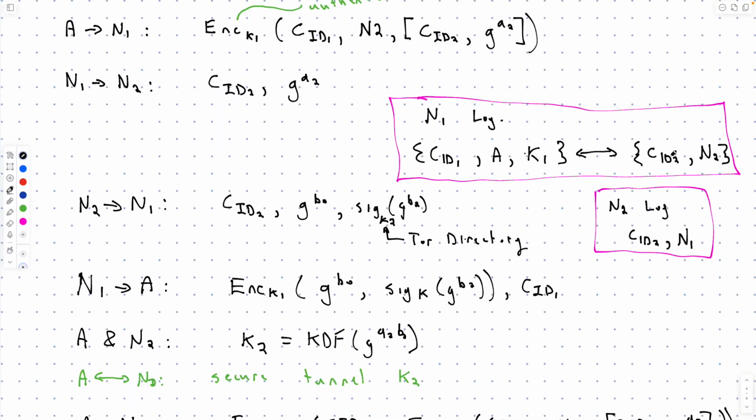Here it knows CDID2, but Alice also knows it, so she might as well put it in and just save the trouble for the node. So it will look it up. It can look up CDID2, and it knows that that's going to N2.